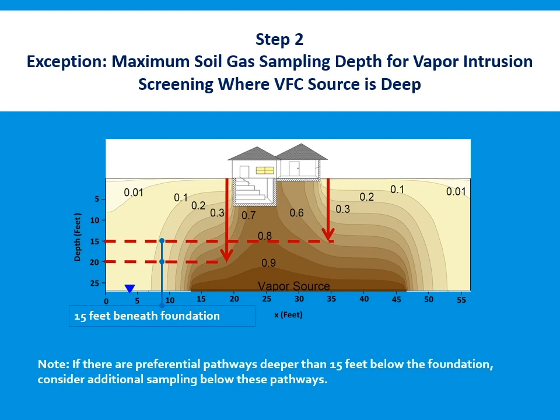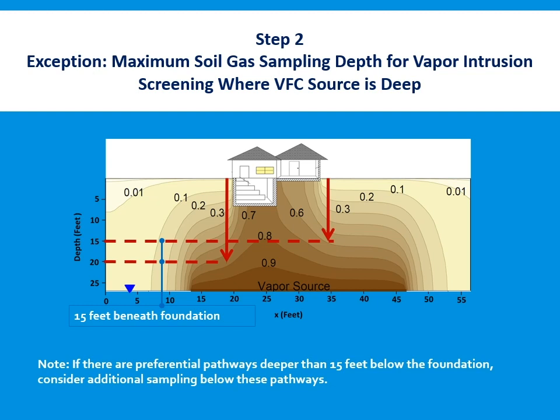Two scenarios are shown in the figure: a building with a basement and a building with a slab-on-grade foundation. Hence, under this scenario, the deepest screen for the building-specific vapor probe would be 15 feet for the slab-on-grade foundation and 20 feet for the building with a basement. However, deeper soil gas samples may be warranted if preferential pathways exist near or under the building.